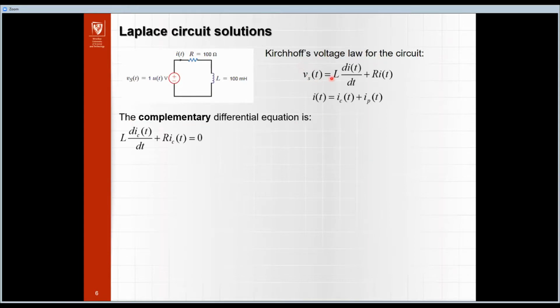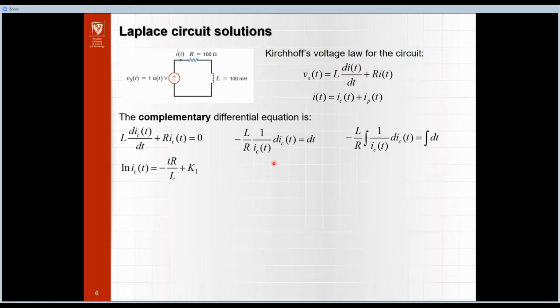But okay, so we have here the first equation, the complementary differential equation. We put instead of this source 0, and after some calculations, we just move to this side the component connected with R, and after that we have di over i on the left, and on the right we have dt. So we must separate this part, and when we make this separation, we can integrate both sides.